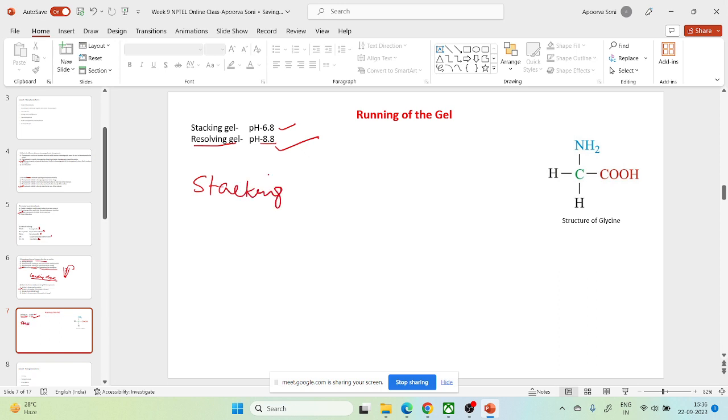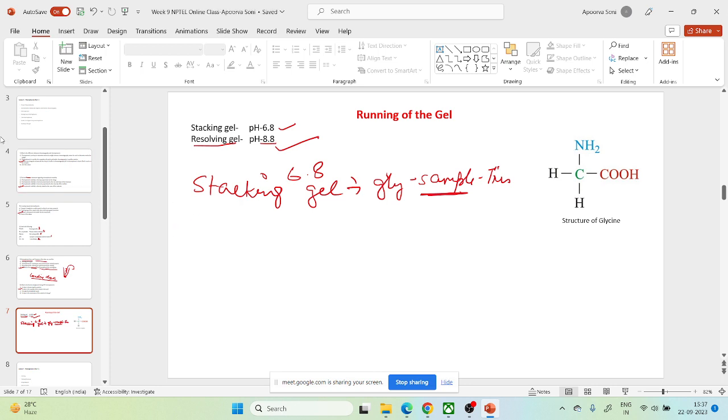So, I'll just write over here, stacking gel. Okay. So, in stacking gel, what happens? Glycine, sample, and Tris. So, your sample gets stacked in between glycine and Tris. Here the pH is 6.8.